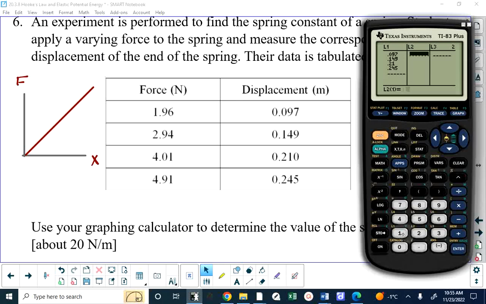For Y, we're going to put the force, because on my graph that I want to look at, the force is on the vertical axis, so 1.96, 2.94, 4.01, and 4.91. And you just step back, look at your calculator, make sure everything is entered correctly. I think it's fine.